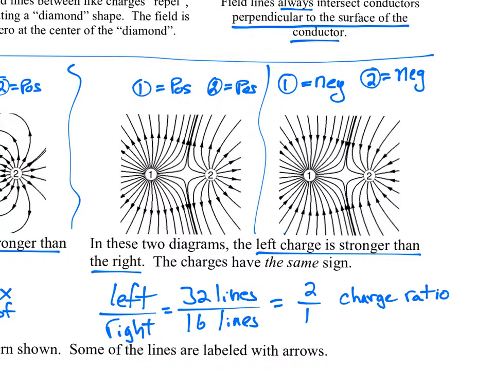In both cases, there is a point here and here where there is no electric field and where a positive test charge would just sit there. No electric field means no force. No force means that if you just place it there and it's not moving, it will remain at rest.